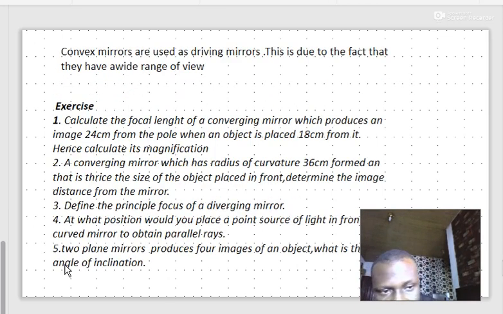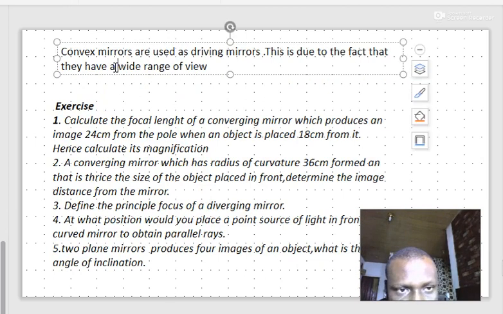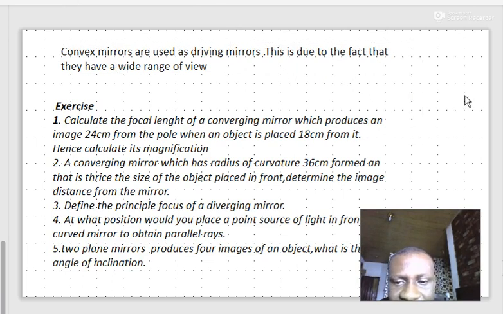So that is that. The convex mirrors are used as driving mirrors. This is due to the fact that they have a wide range of view. So driving mirrors for cars and vehicles are convex mirrors. That's one application of mirrors.